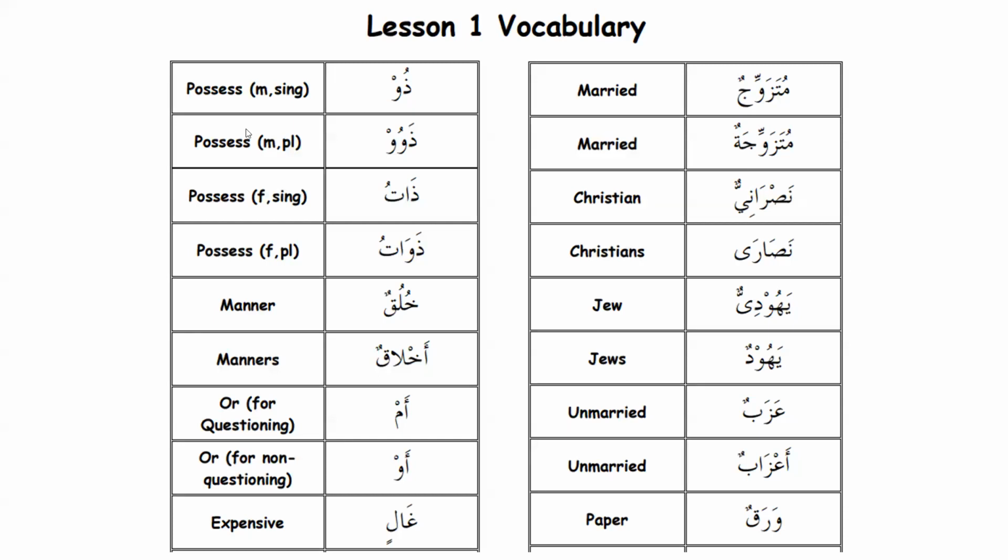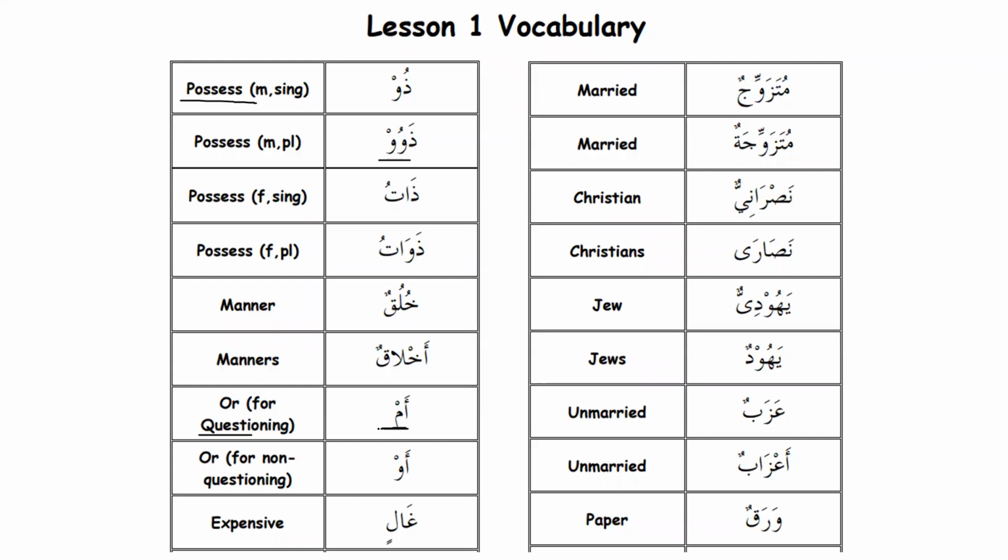The vocab, you already have it, so it's always important to memorize and learn the vocab. Very, very important. So we have learned ذُو, the possessor, and the plural of ذو is ذَوُو. ذَاتُ is the feminine of ذُو, and the plural of ذَاتُ is ذَوَاتُ. خُلُقٌ, manner, and the plural of خُلُقٌ is أَخْلَاقٌ. Then we have أَمْ that is used to ask an interrogative question, and أَوْ is used in the sentences that are non-interrogative. Do you remember the example from the Quran I gave you?